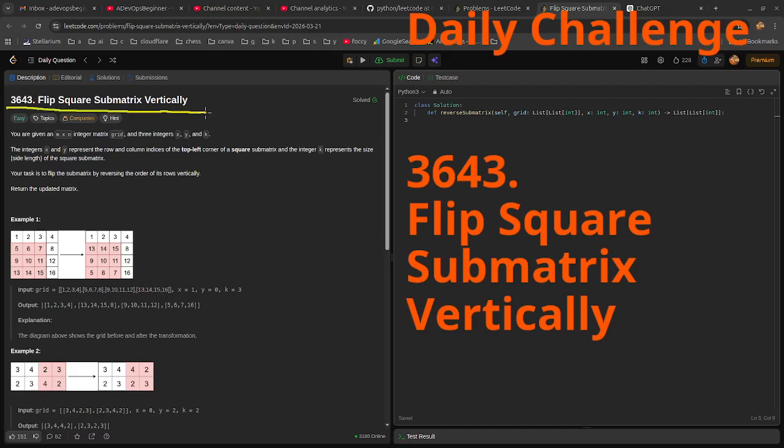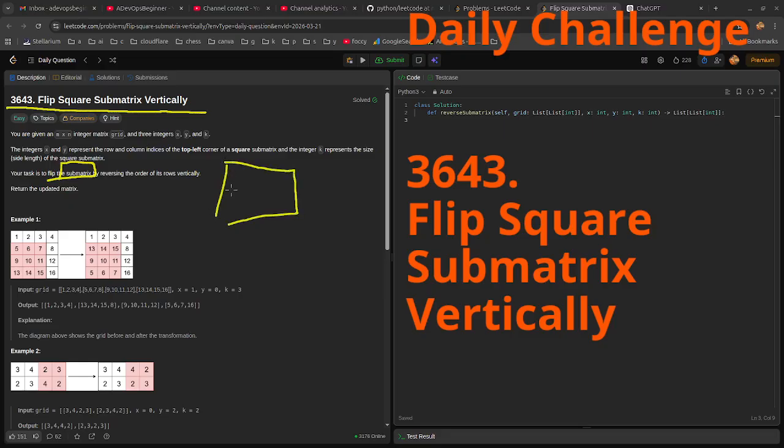Leetcode daily challenge. Question 3643. Flip square submatrix vertically. This is an easy problem. This problem is asking us to flip a submatrix.